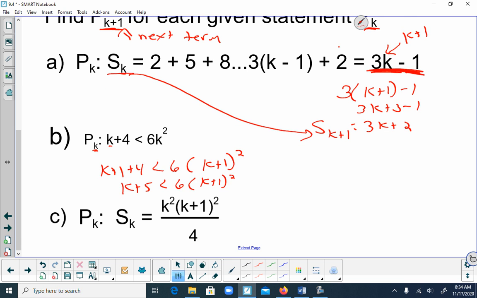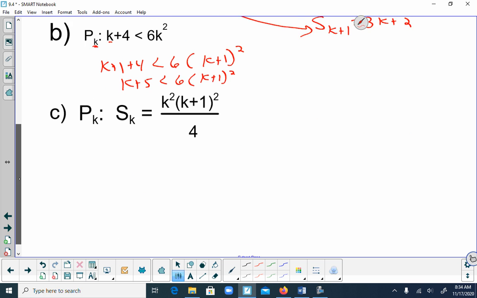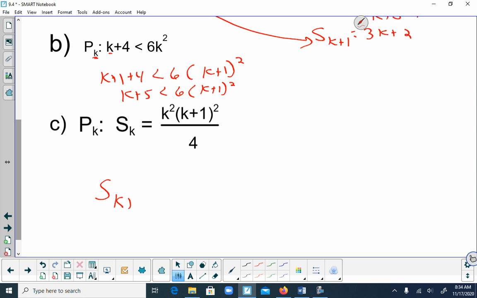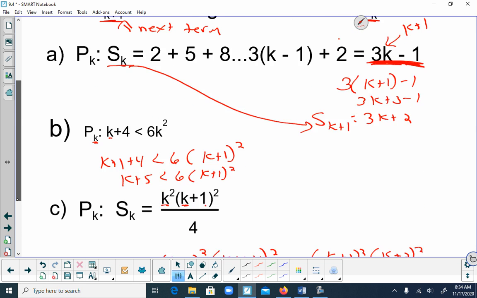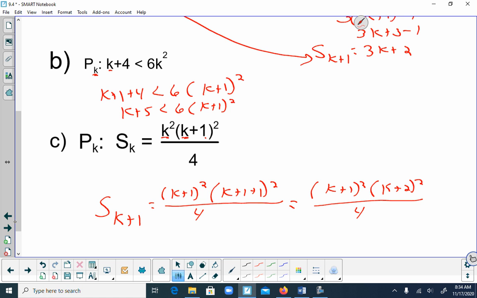The next one, I have the sum of k. So to find k plus 1, any place I see a k, I'm going to write k plus 1. So this will be k plus 1 squared. This will be k plus 1 plus 1. So k plus 1 plus 1 squared all over 4. That is going to simplify to k plus 1 squared times k plus 2 squared all over 4. And that's all I have to do when they ask me to find the next term. They have the sum of the k term, and they want you to find the sum of the next term, which is going to be this formula here.